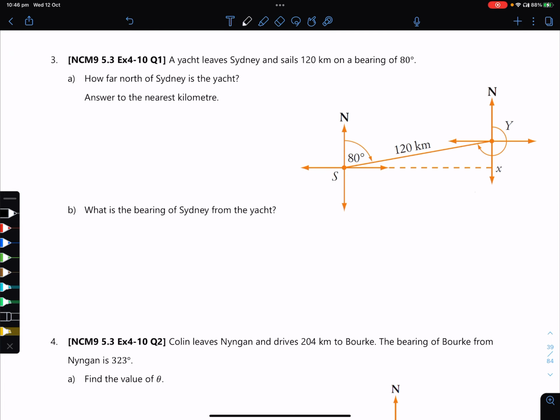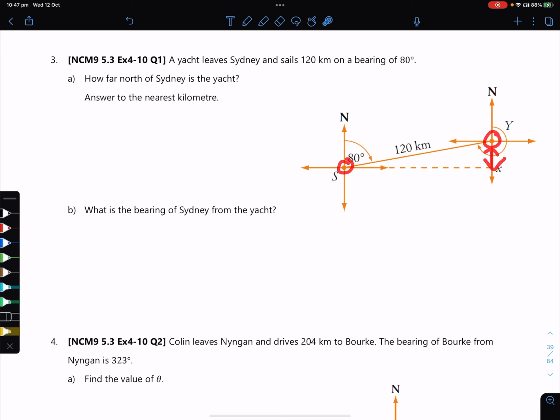Question 3. A yacht leaves Sydney and sails 120 kilometers on a bearing of 80 degrees. So there's Sydney, and they're leaving at an angle of 80 degrees towards somewhere else. How far north of Sydney is the yacht? So what they're looking for is basically x, and this x should be right there, should be written here actually. So that's how far north of this spot is that spot, in a vertical direction.